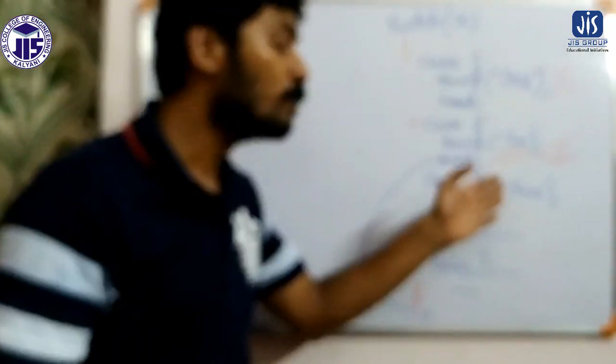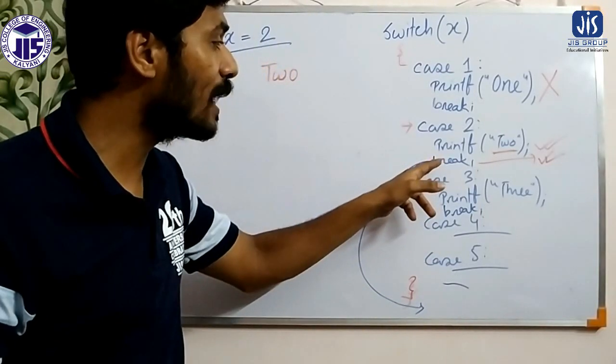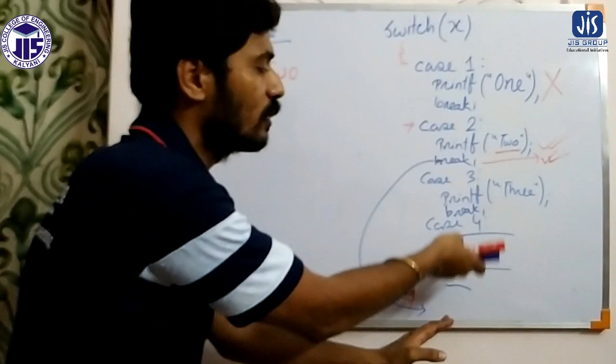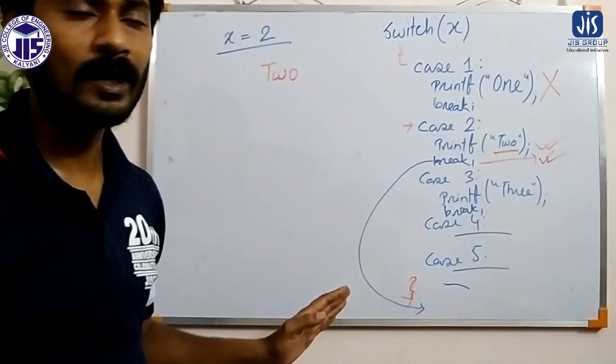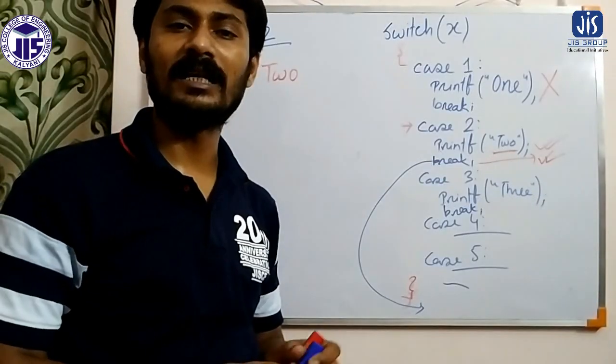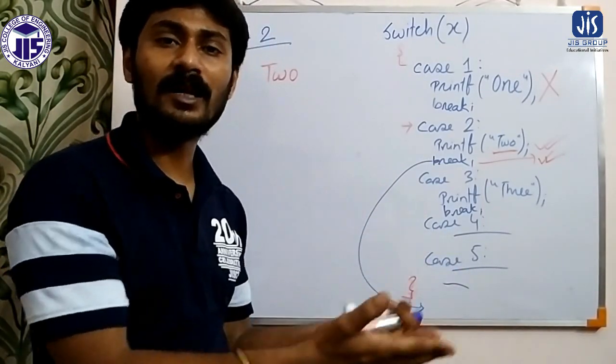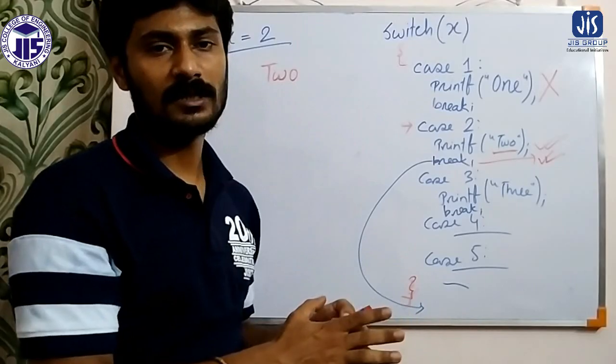Now we are not getting 3, 4 and 5, because due to this break, after execution of case 2, it will jump out of the switch, so automatically it skips all the other cases. Okay, so that is the way the switch case gets executed. Now I will show you this program and another program also through switch case.